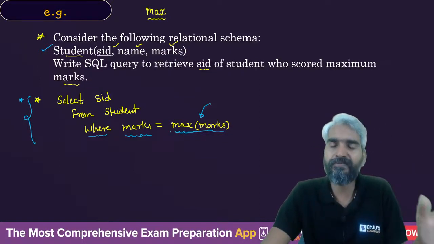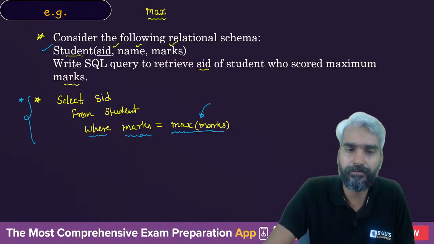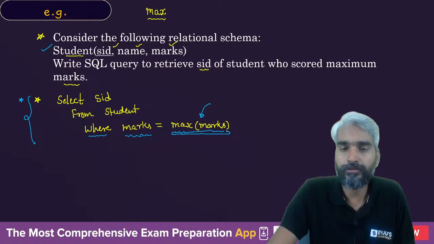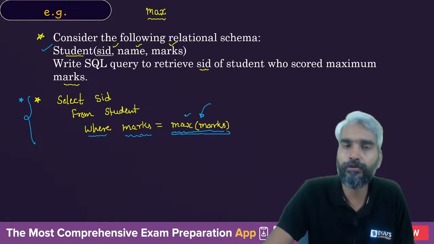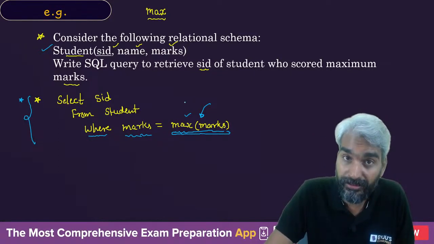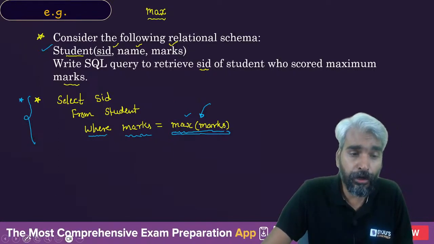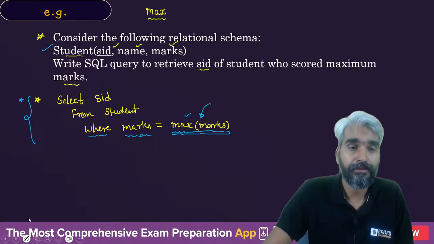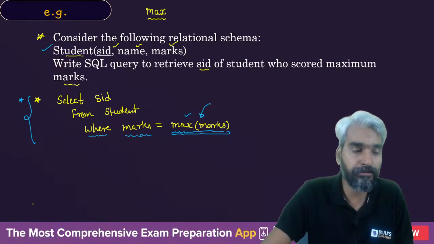There are different database query processors. In some processors, it will produce an error. If it is executed, then all the SIDs of the student table will be projected. Okay. So what will be the correct query then? If it is not a correct query, what will be the correct query?